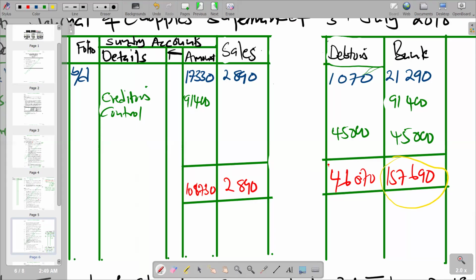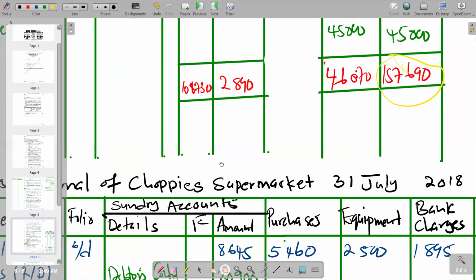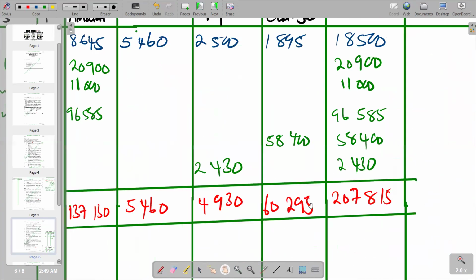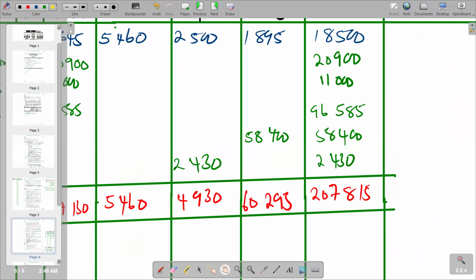156,690. It's going to be the total which is going to represent our cash receipts journal. And for our cash payment journal, we also have a total here, 207,815, which is going to matter in our bank account. So we can go to our bank account, whereby the one for the cash payment journal should go to the credit side of the bank account. Then the one for the cash receipts journal should go to the debit side of the bank account. And obviously we have an opening balance which we've already updated that we should put there.